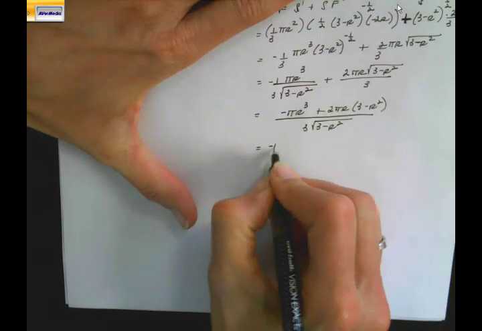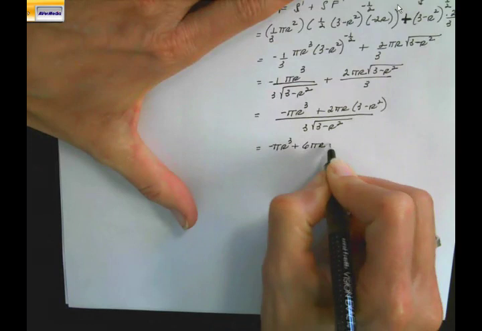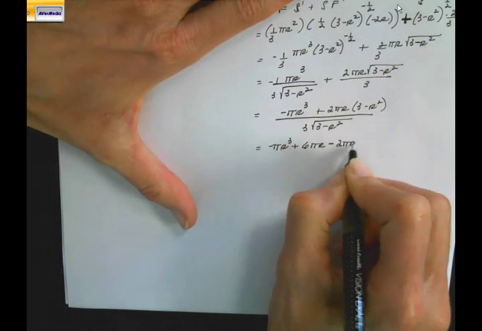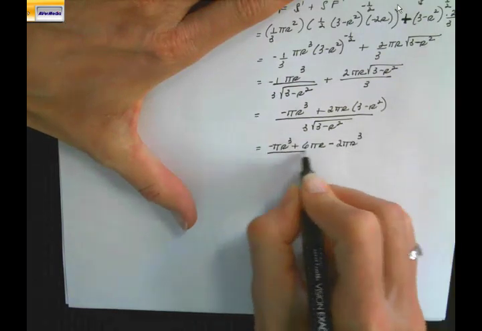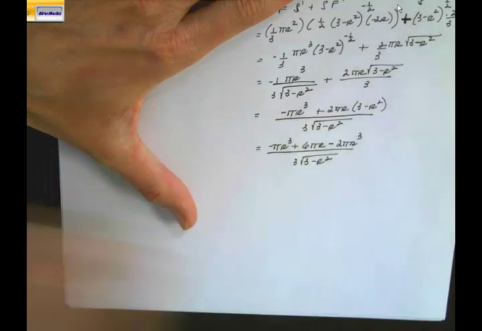So this becomes a negative pi r cubed plus a 6 pi r minus a 2 pi r cubed over 3 times the square root of 3 minus r squared.